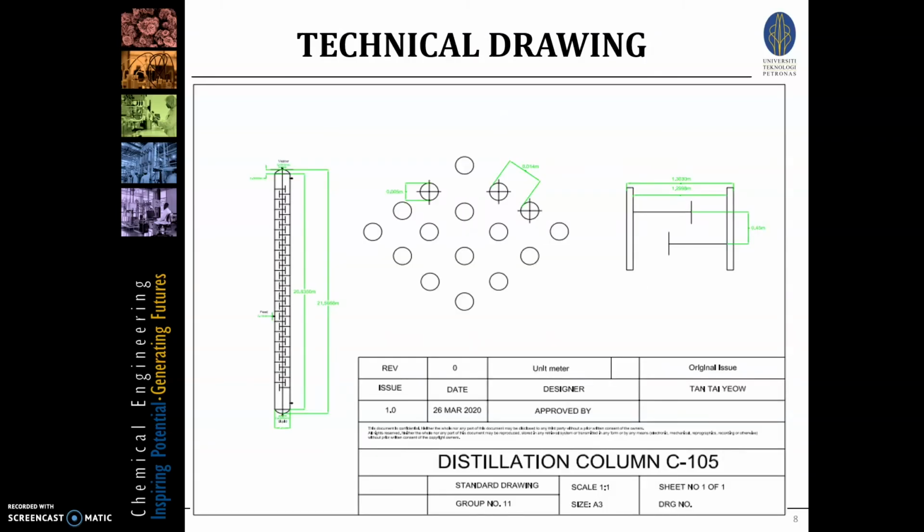Next, this is the technical drawing that I came out with by using AutoCAD. The distillation column follows the exact dimensions that I designed, whereas the holes and the trays are viewed at a larger scale. If not, they would be too small to see.